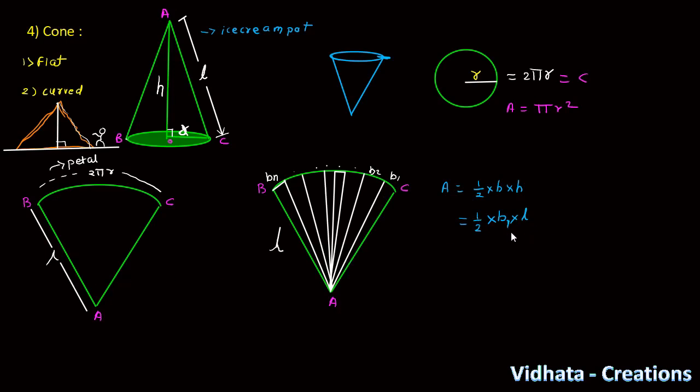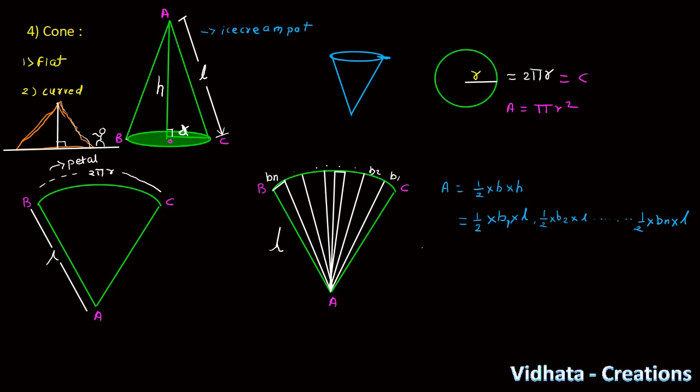Likewise, if I take another triangle, then what will happen? The 1/2 will not change, L will not change, only the base will change, B2. If I calculate the area of the second triangle, it will be 1/2 into base B2 multiplied by L. Like this I can calculate up to Bn, the last triangle, 1/2 into base Bn multiplied by height L.